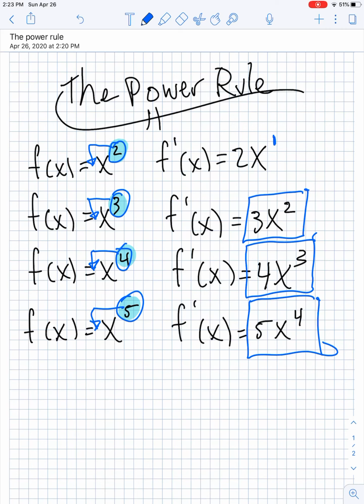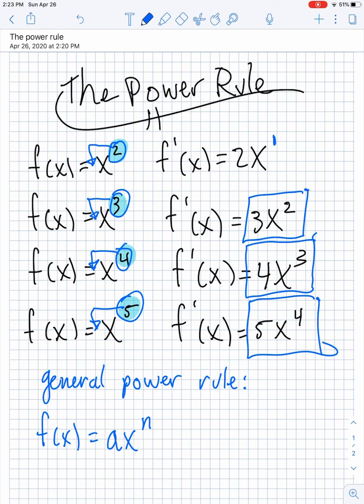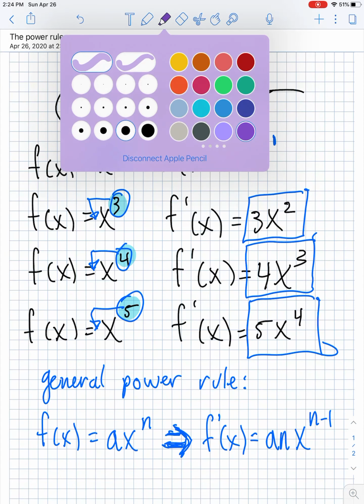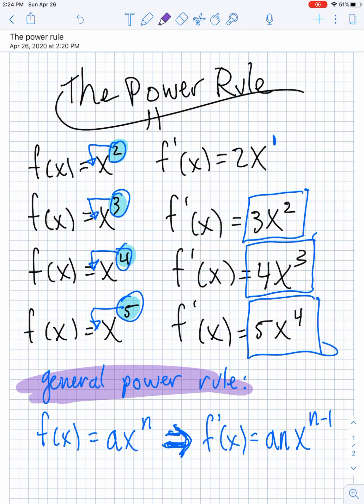The general rule for this, we'll just call it the general power rule, is if you have a function f of x equal to ax to the n, then the derivative would be: bring the n out in front, multiply it with the a, so we'll call this a n x to the n minus 1. Let's highlight that with purple. This is the power rule.